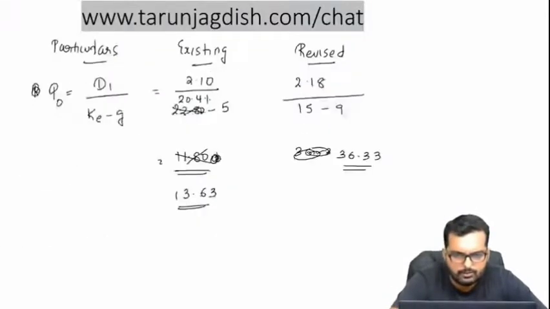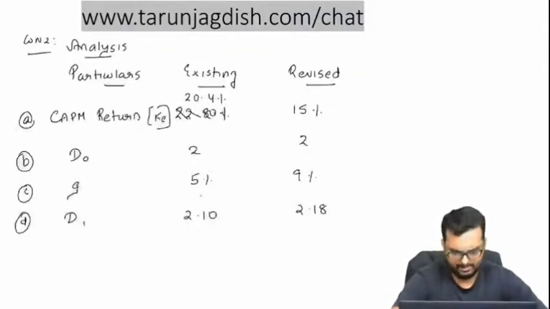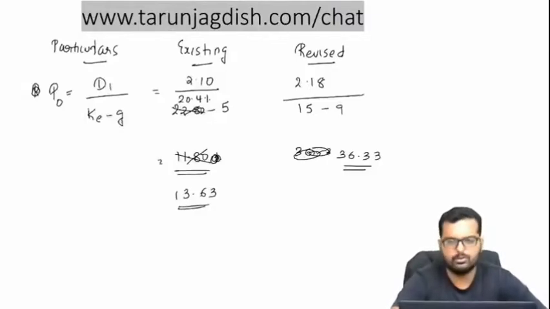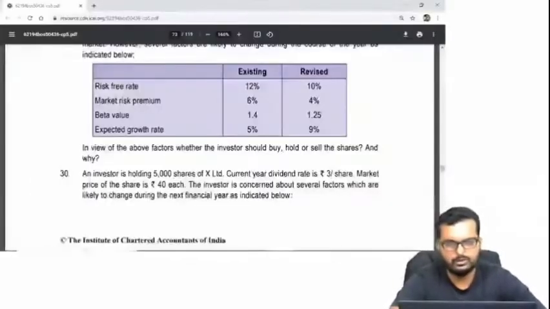36.33 is the answer. Is that what we have got? Yes, revised is correct. And 13.63 is also right. Okay. So now we are going to this question.